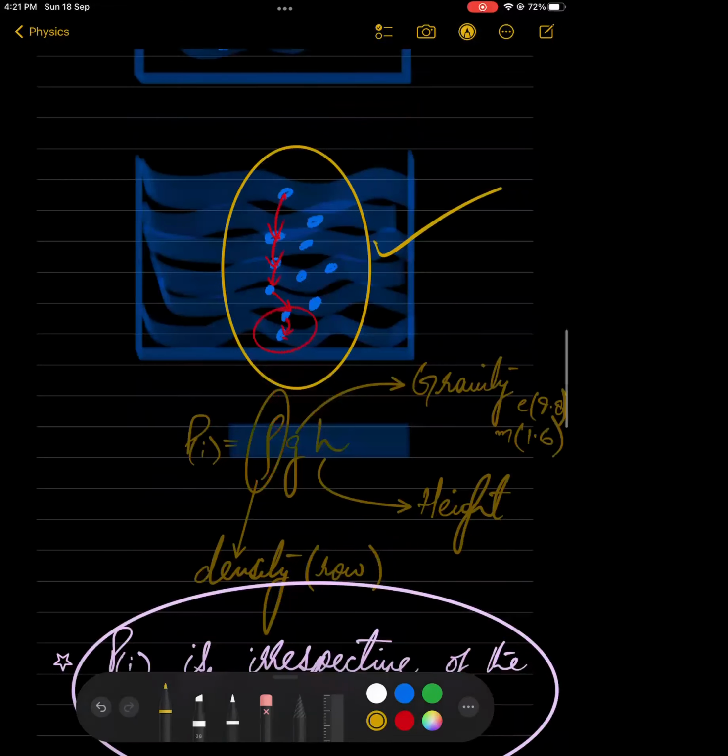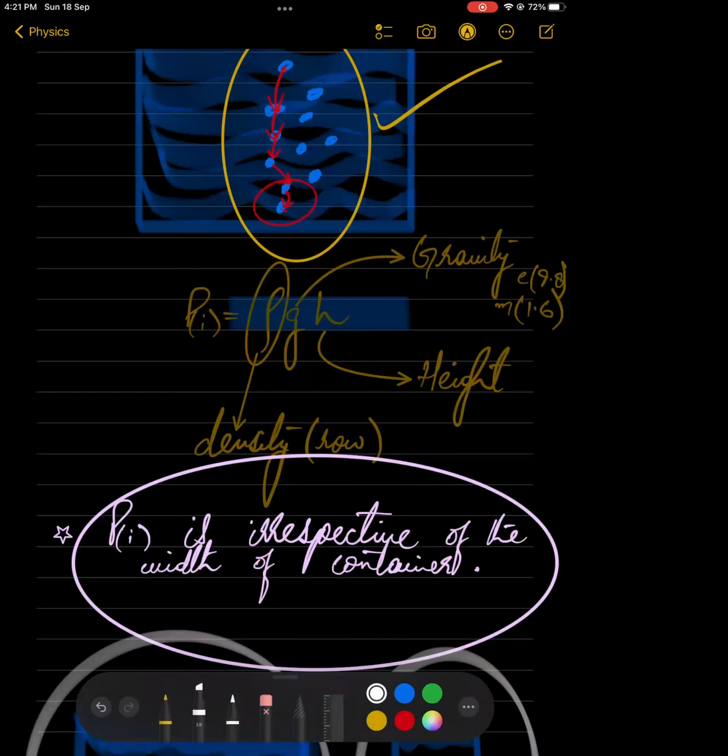Now coming to the formula, we have P is equals to rho GH. Okay, so the term rho over here is for density. Density का जो symbol है उसे rho consider किया जाता है. Then we have G which is gravity and H which is height or depth.